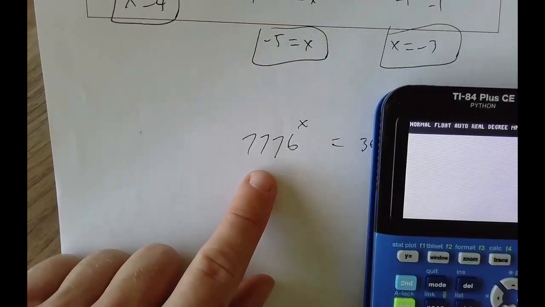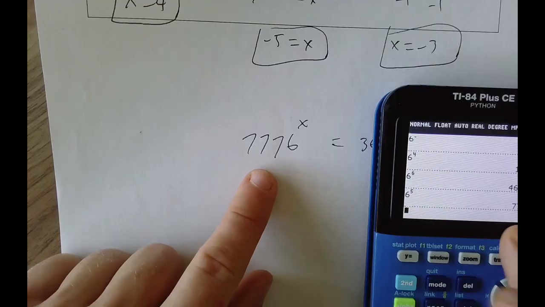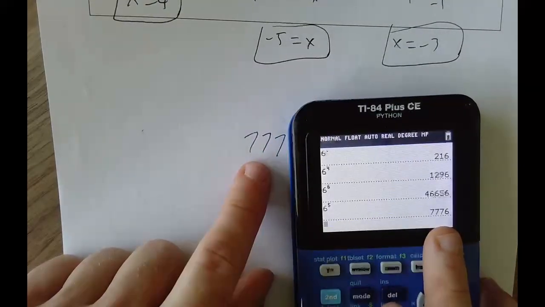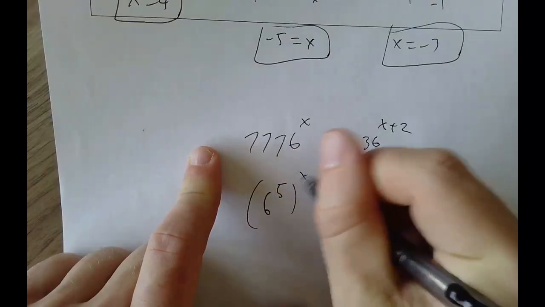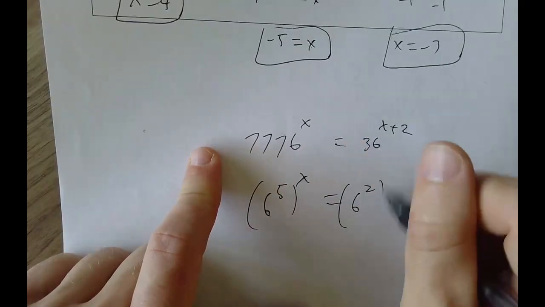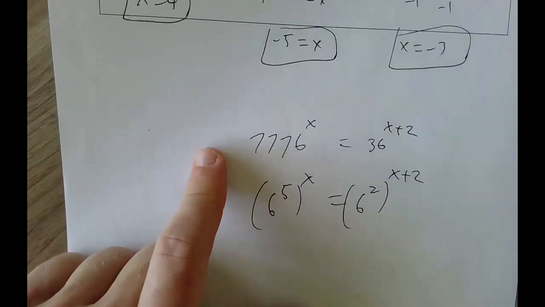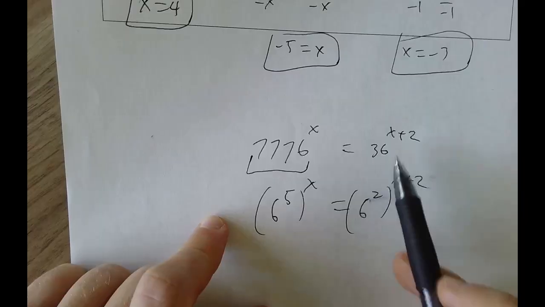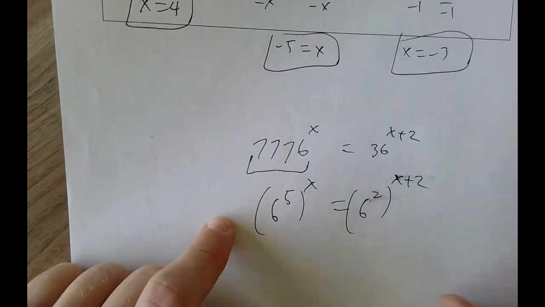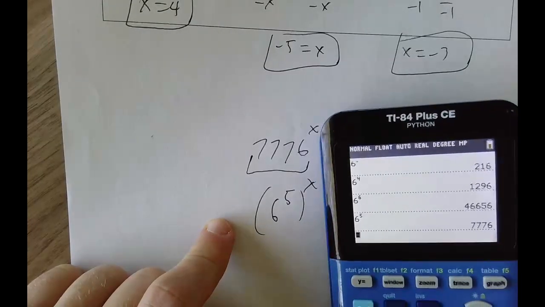And so then you test, like 6 to the third. Okay, no, 6 to the fourth, 6 to the sixth, or 6 to the fifth. And that's how you get, for example, that 7776 is really 6 to the fifth to the x, and 36 is 6 squared to the x plus 2. Okay, I'm just showing that as an example. So don't get scared when you see the big numbers. Use your other number to help you and just test. Like use your calculator to kind of guess and check.